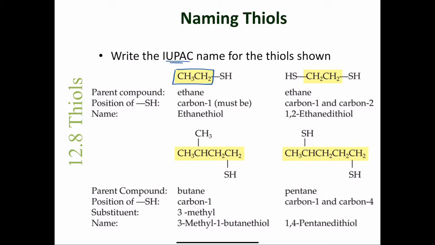In the second example, we still have our ethane, but now we have two thiol groups, and we have to indicate which carbons they're on. We have one on carbon 1 and one on carbon 2, and therefore we call it 1,2-ethanedithiol.